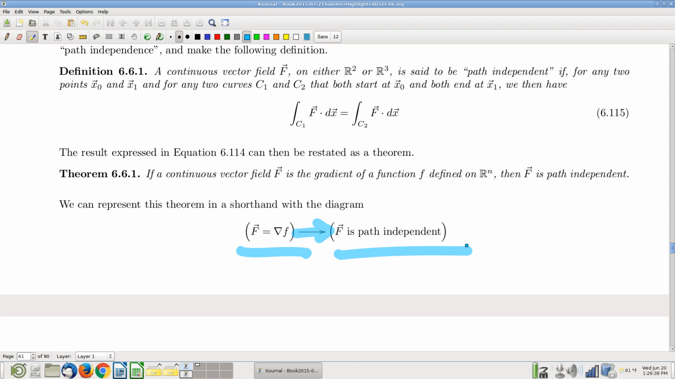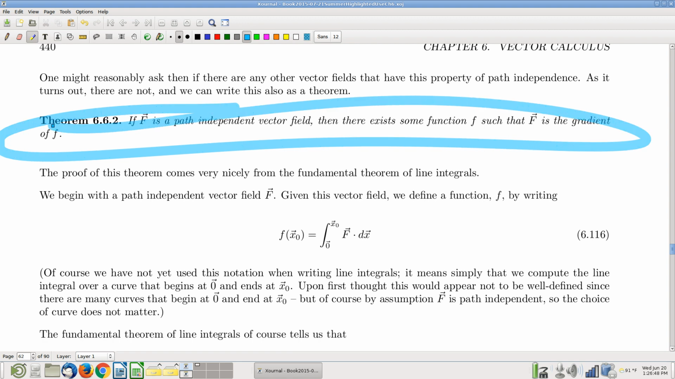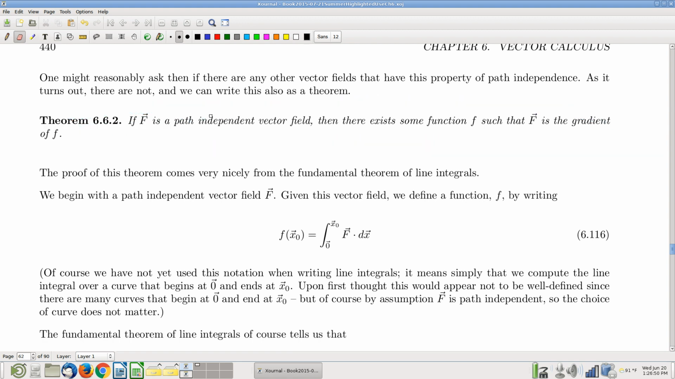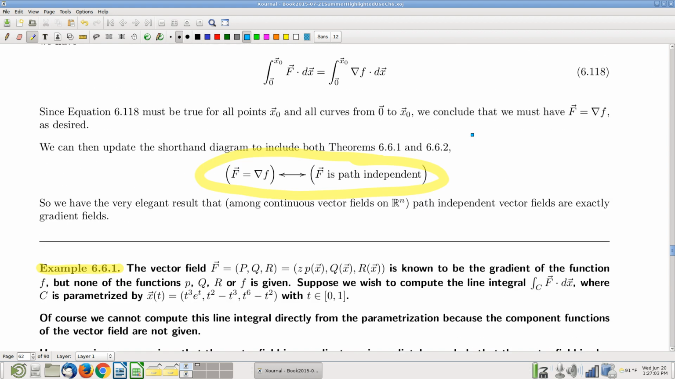The answer is no. The arrow does go the other direction. And there's an argument I can show you for that, but I don't have time. Here's the statement though. If you have a path independent vector field, then it is a gradient. There is a function whose gradient is that path independent vector field, and you can read through the reasoning here. It's pretty straightforward. The punchline though is this arrow does go the other direction too.